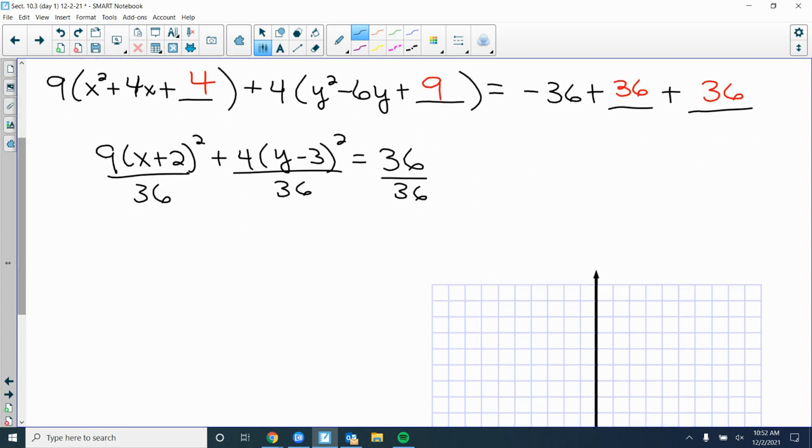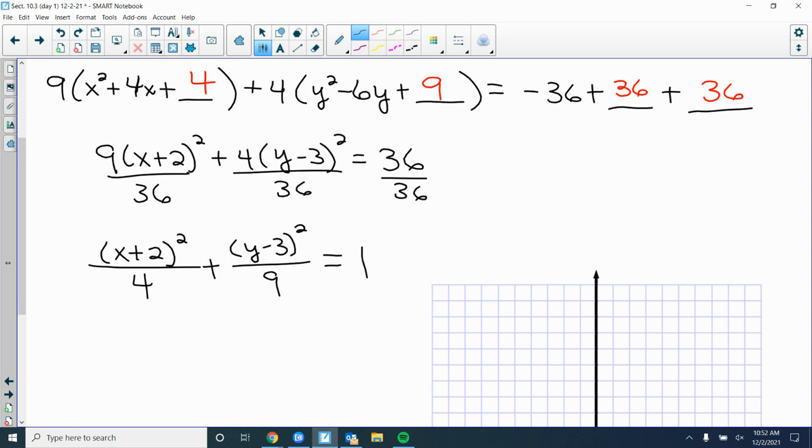So that's going to give me x plus 2 squared, because what happens to 9 over 36? That actually just becomes a 4. Plus 4 divided by 36 is a 9, so I end up with a 9 here. y minus 3 squared equals 1. So I end up with a 1. All right, you go ahead and finish it.